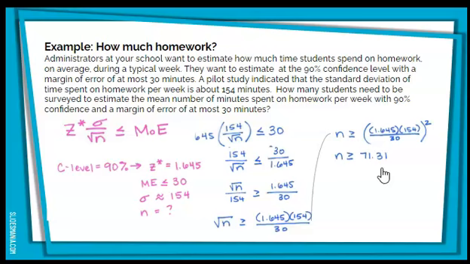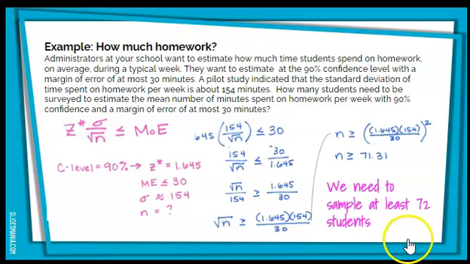But again, we can't have 0.3 of a student. So to be on the safe side, we round up to the next whole number. So we need to sample at least 72 students.